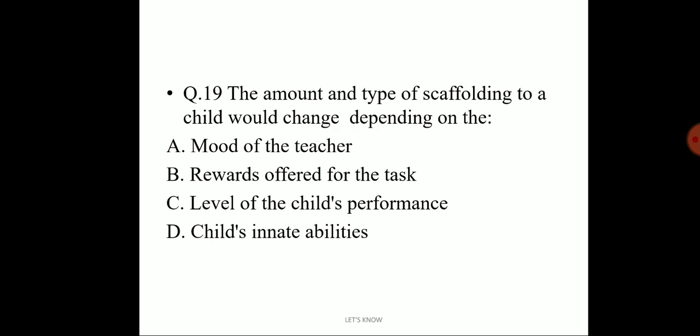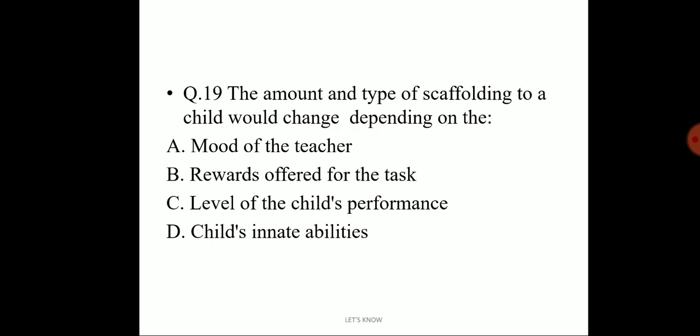The amount and type of scaffolding to a child would change depending on the... okay, scaffolding means it is the process in which the teacher or guide provides little support. Options are given: A, mood of teacher, B, reward offered for the task, C, level of child's performance, and D, child's innate abilities. Okay, where we need to provide support.